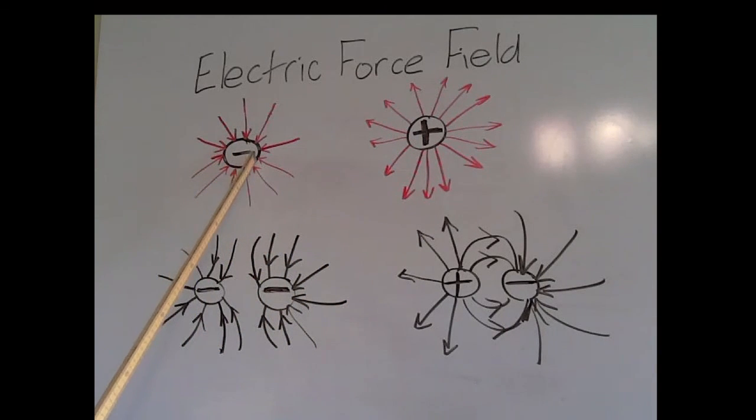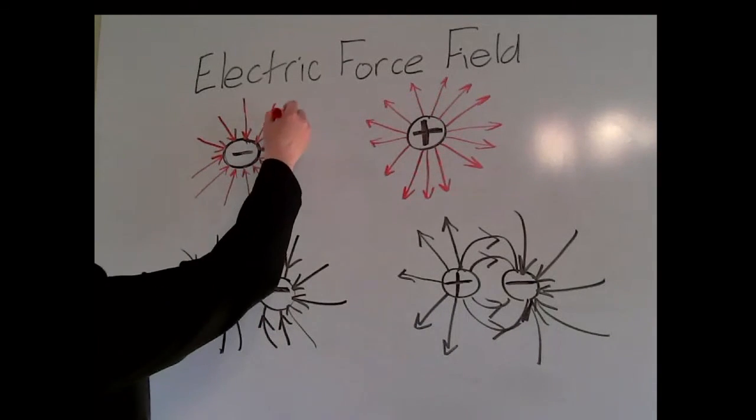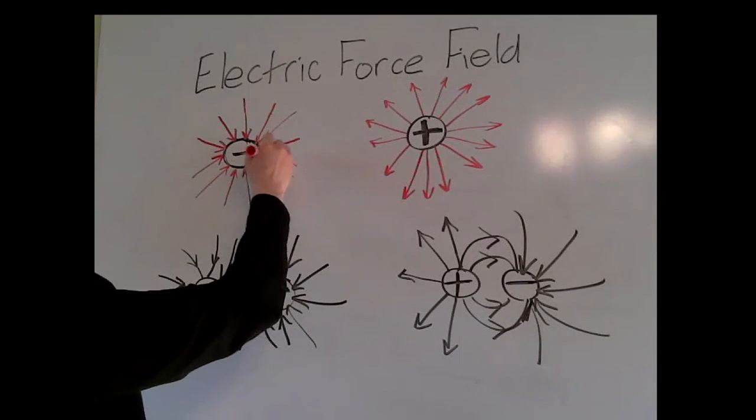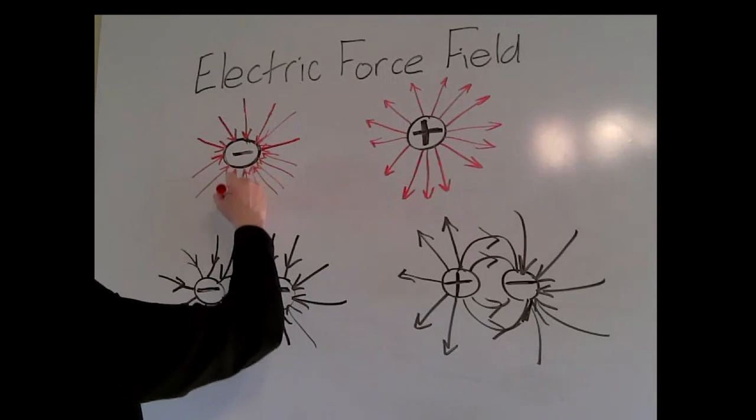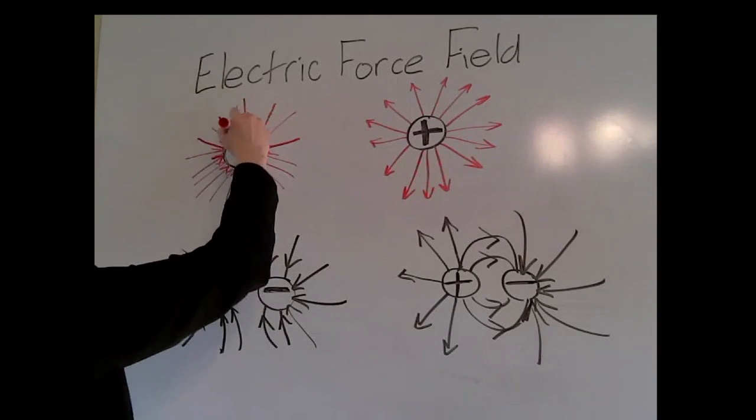For a negative charge, it's the opposite. Since we assume a positive test charge, the electric force field lines are going to end on the negative charge. The more electric field lines that are drawn around a charged particle represents the greater the charged particle. So if I added more lines to these diagrams, it would represent that the charged particle is stronger.